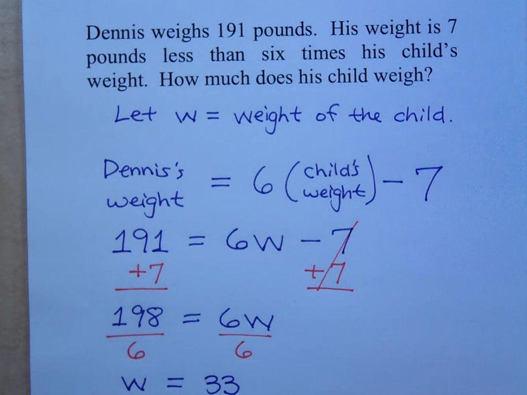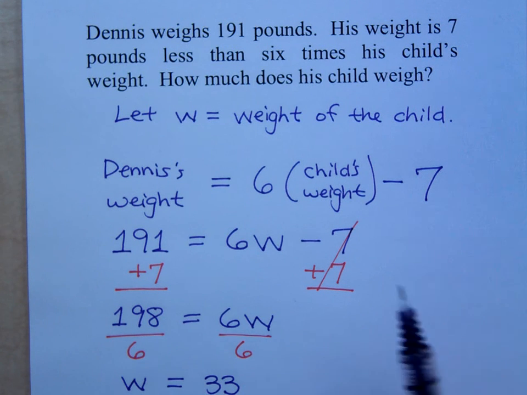Does that sound right? Is it possible for a kid to weigh 33 pounds? Yes. Right. It's not going to be negative, is it? No. But he's a preemie. Preemies still have positive weight. So, yeah, this is an acceptable answer.